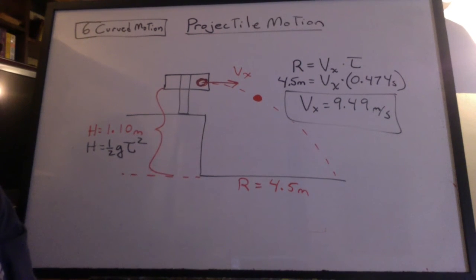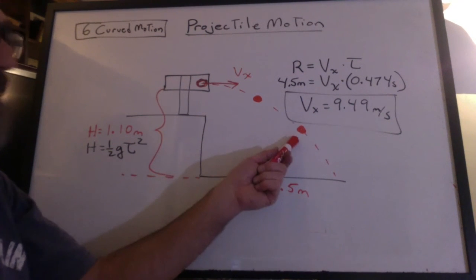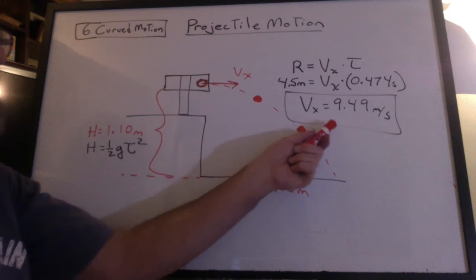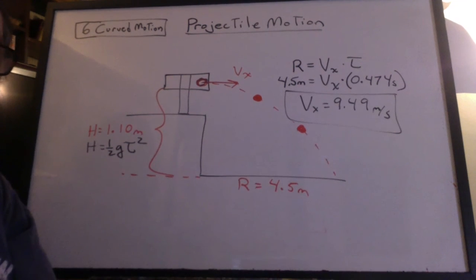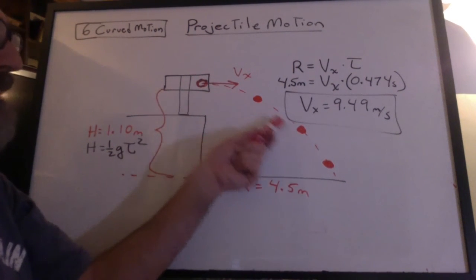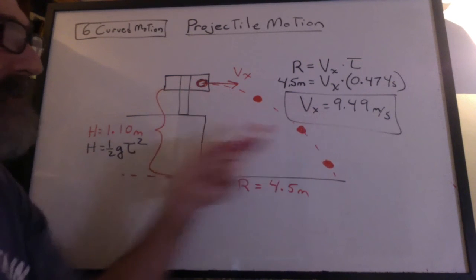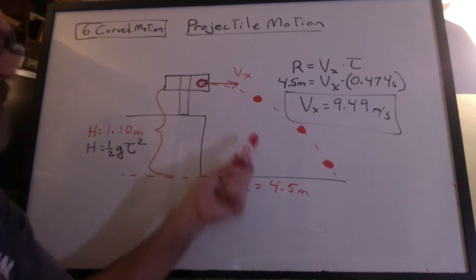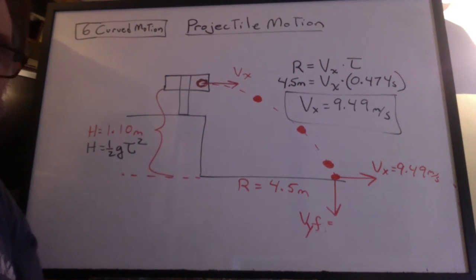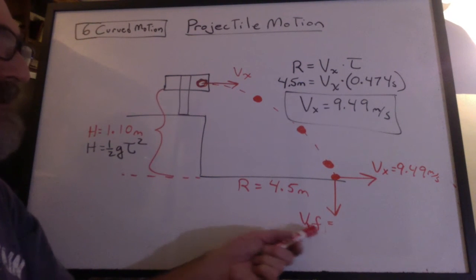9.49 meters per second. What's the horizontal velocity at this point? 9.49 meters per second. It's 9.49 meters per second all the time sideways. It's the vertical velocity that increases. So what is that vertical velocity on impact?